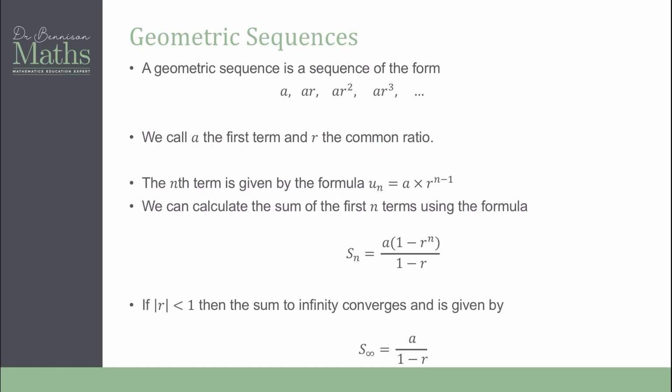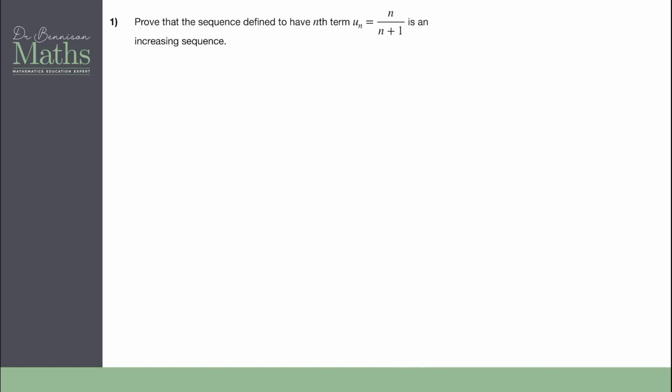Okay, so let's do a couple of examples. So the first one, I've got this sequence, and I want to determine whether it's an increasing sequence. Well, if increasing, then u of n plus 1 minus u of n will be greater than 0 for all n in the naturals.